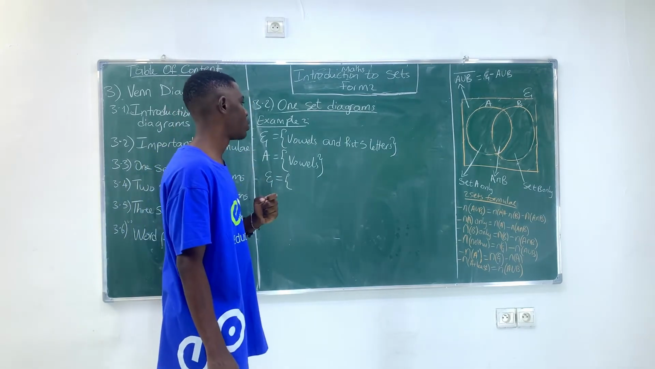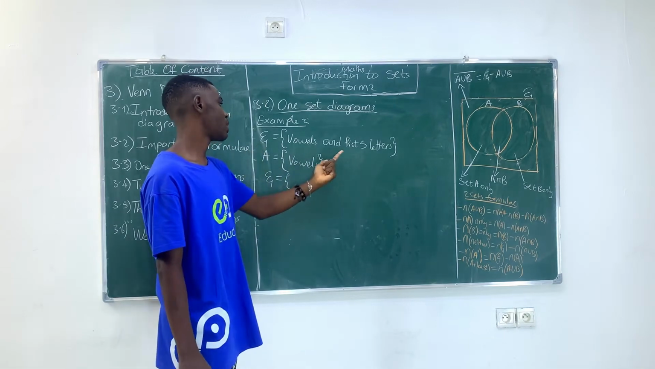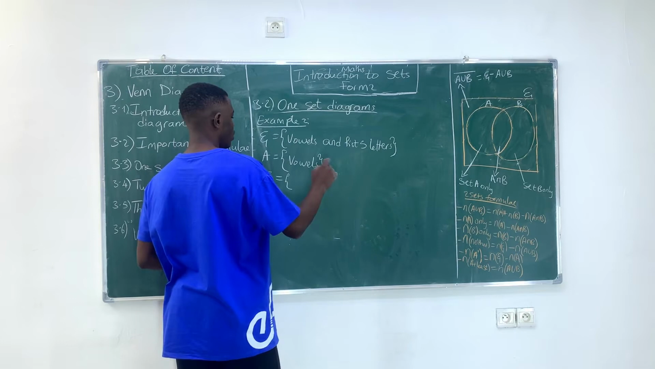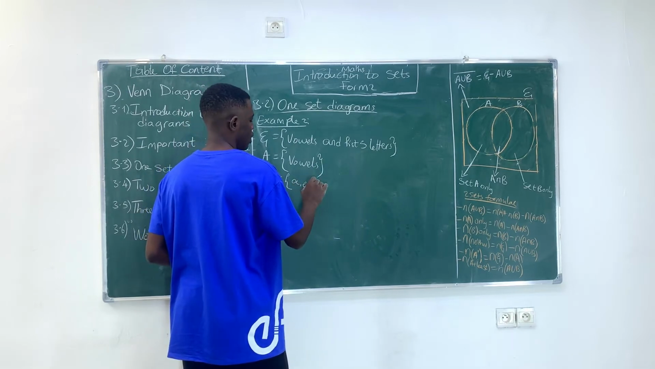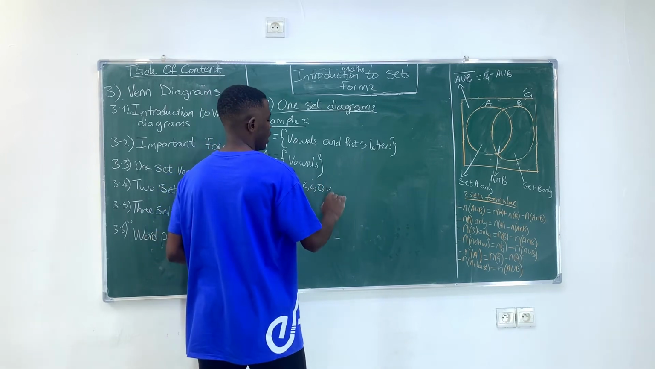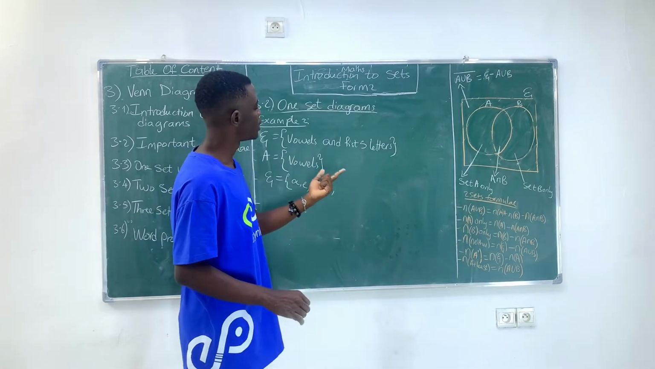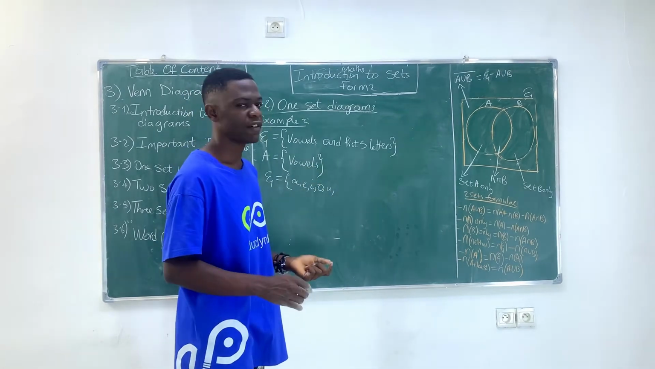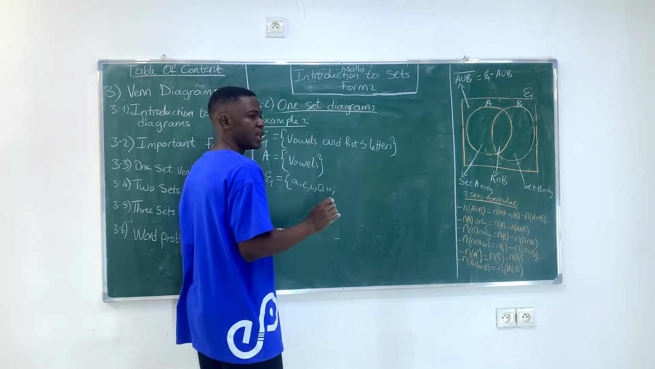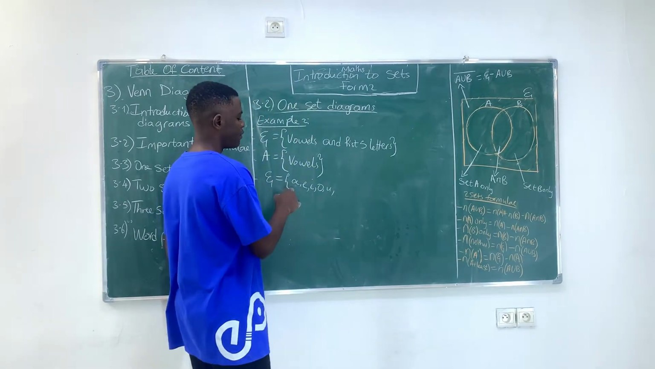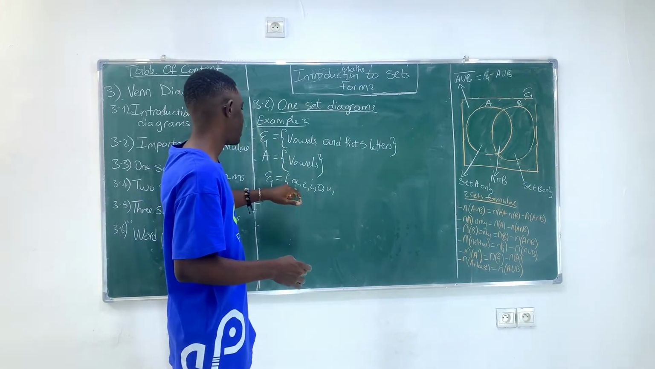So here in the universal set, what do we have? Vowels and the first five letters. So what are the vowels? A, E, I, O, and U. So I'm writing the vowels, and I said also first five letters. First five letters we have A, B, C, D, and E. Do we write A here? No. Since we already have A, we don't write A two times. A is already an element.